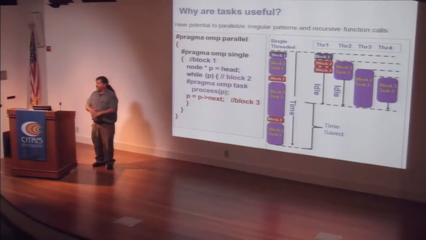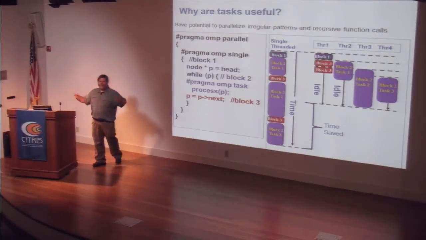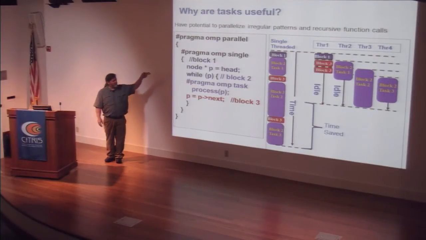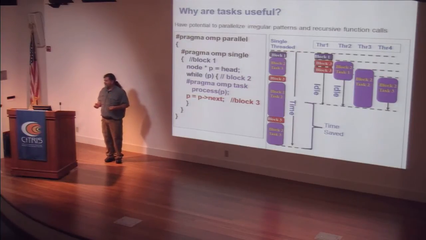Yes? So you can think of it, a thread, in this case I said thread one, but remember what I said was single. It's whatever thread gets there first, one thread of the group. So one thread is going to walk through this while loop and populate the task queue. And then the other threads will go through and compute the tasks off that task queue.